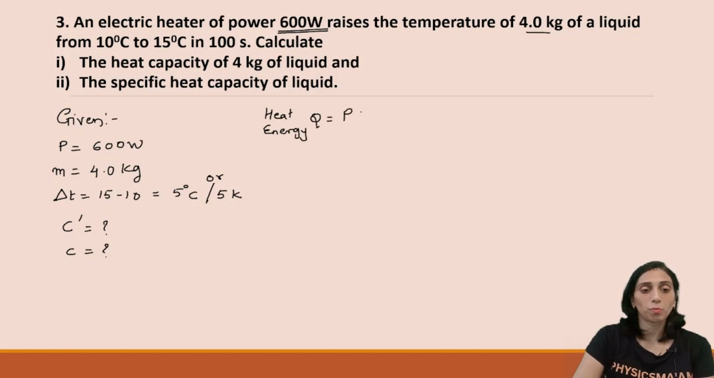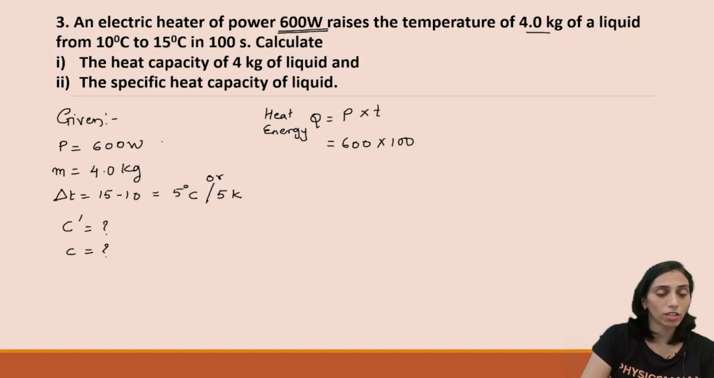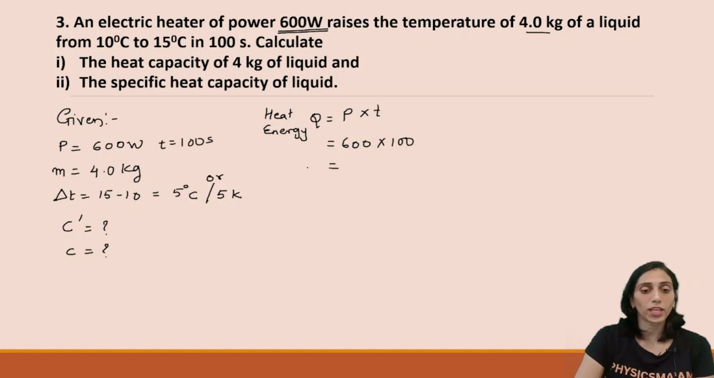Q is equal to P into T. So what is the value of P? 600 watts hai, and time is 100 seconds. Okay, I forgot to write the time given here. T is equal to 100 seconds. Right? Okay. So how much am I getting the heat energy required? Is going to be 60,000 joule. Yes, okay, 60,000 joules is the heat energy required.